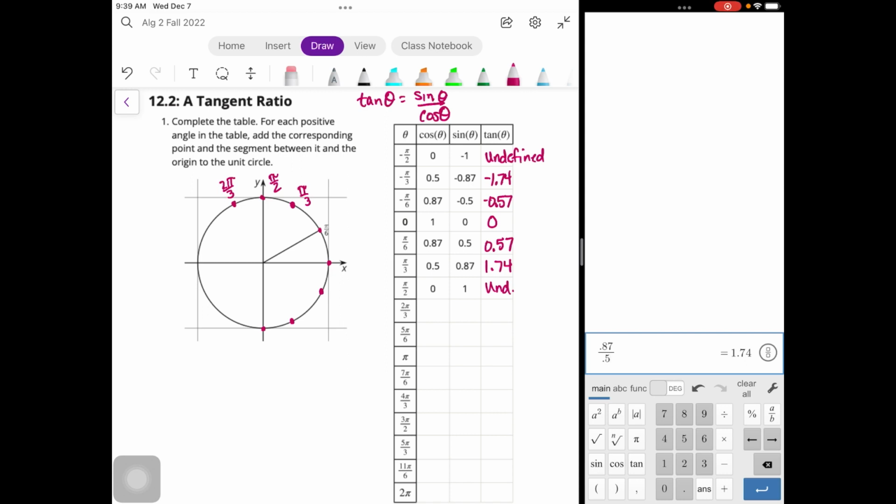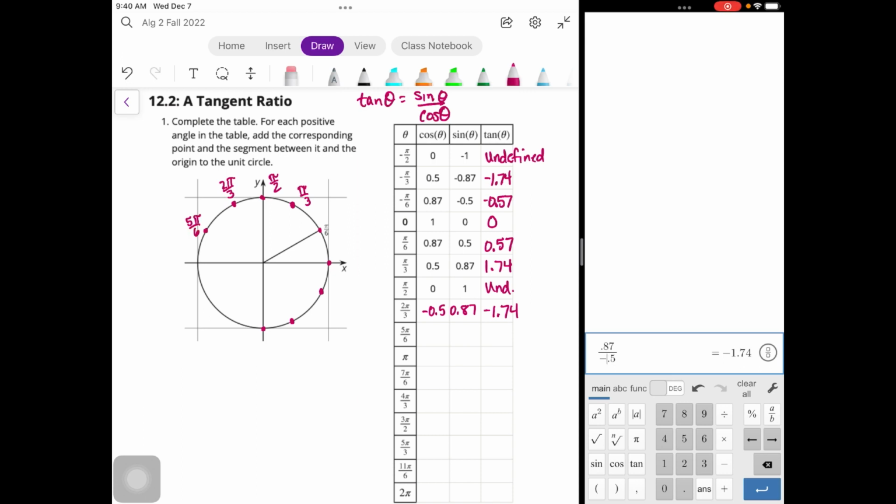And we know that 2 pi over 3 has the same values as pi over 3, but our x value is negative. So it has the same x and y values, but the x is negative because we're in the second quadrant. And so we're just taking that 1.74 and making it negative because a positive divided by a negative is negative. And we could put that negative in there if you want to. All right, then negative 5 pi over 6 is again in that second quadrant.